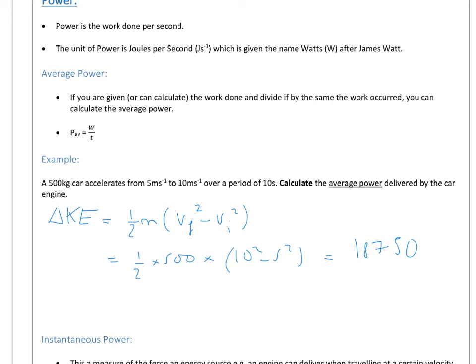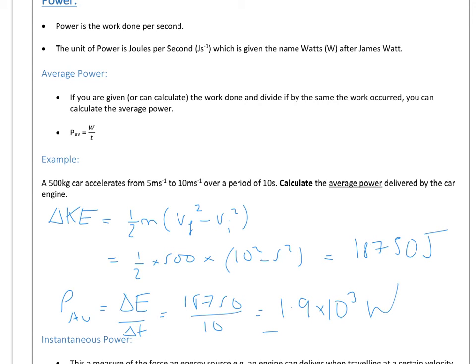18,750 joules. And now we know the average power is the change in energy over the time over which it occurred. So it's this 18,750 over 10 seconds. So just take off the 0. So that's 1875, to 2 significant figures that's going to be 1.9 times 10 to the 3. And it's watts. That's average power.